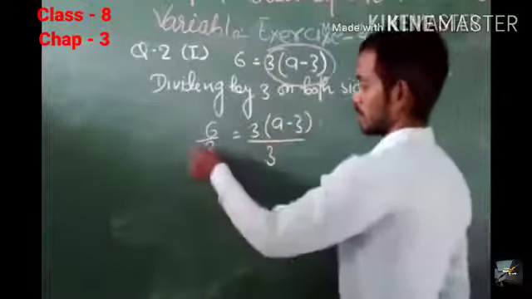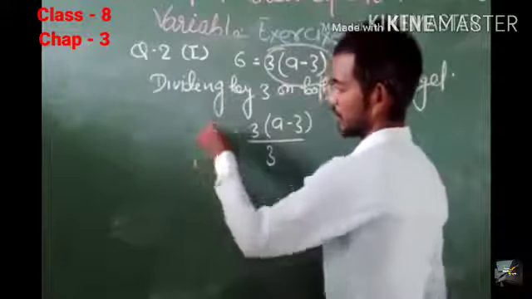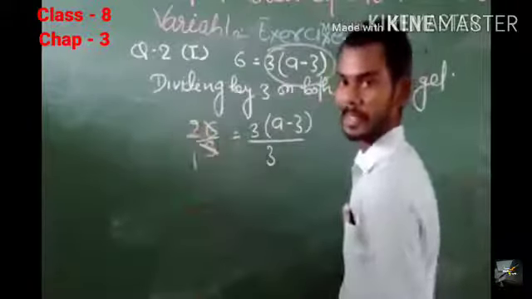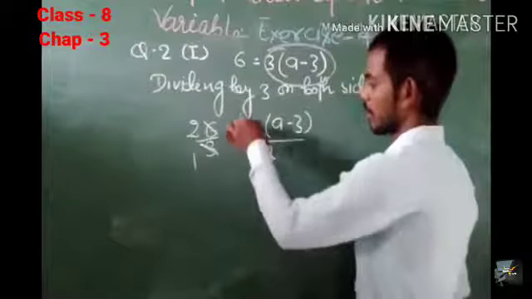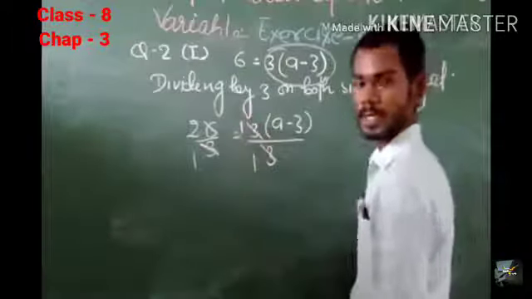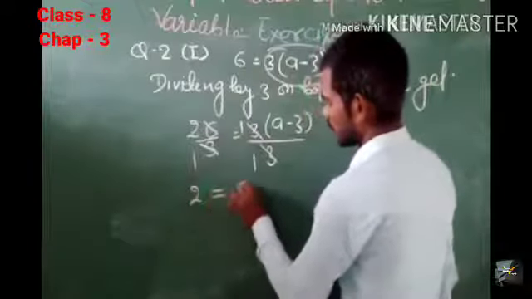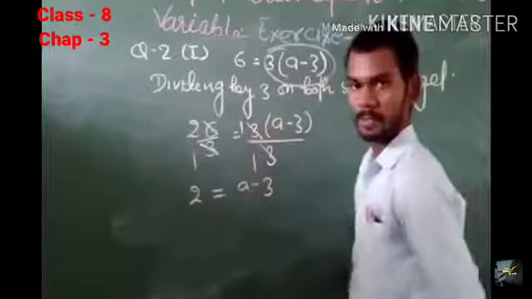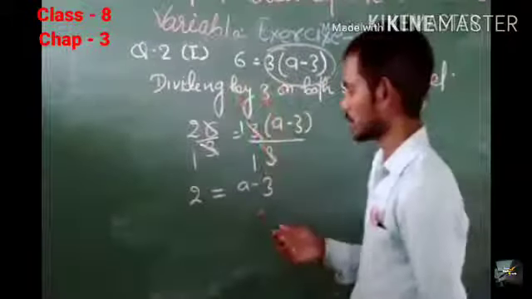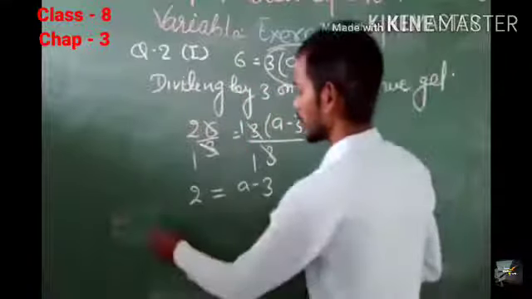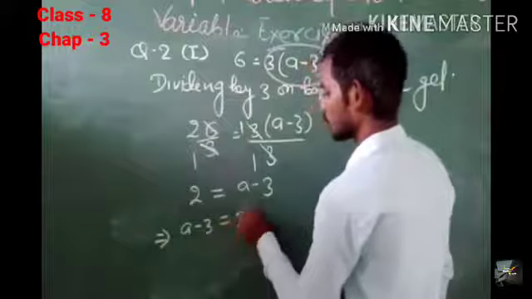Now we have 3 multiplied by 2 is equal to 6, and 3 multiplied by 1 is equal to 3. So we have 2 is equal to a minus 3. Now this equation becomes like our previous equation. So we can also write this equation like this: a minus 3 is equal to 2.